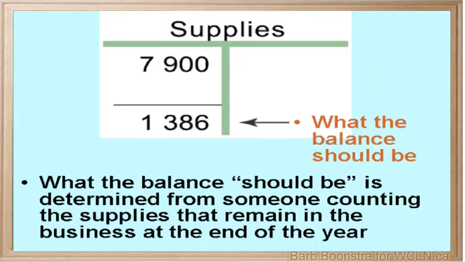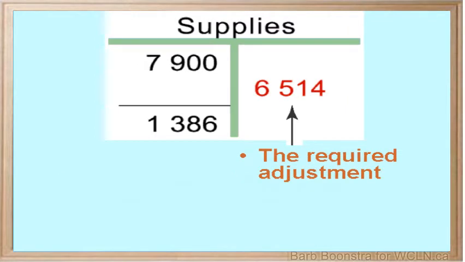That is the $1,386 figure. That is what you actually have left. Everything else you've used during the year. So if you started with $7,900 in supplies, that's what you bought, and you have only $1,386 left at the end of the year, that must mean that during the year you have used up $6,514 in supplies. It is the difference between the two figures.